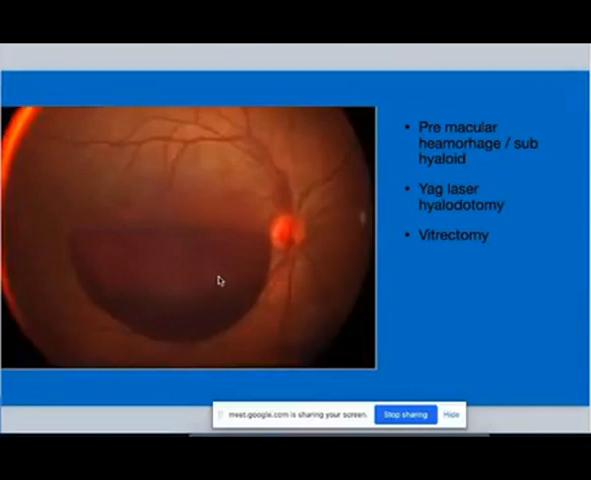So either we observe it for a week or two. If it doesn't clear, then we can use a YAG laser. With a YAG laser, we make a hole here at the bottom and the blood will drain out into the vitreous cavity. If there's still a lot of blood, it's not draining out, it's very thick, or there's a membrane, then we can go for vitrectomy and clear up this blood. Because if you leave it there and it's not clearing, it can cause wrinkling of the macular area and the patient will have permanent visual loss.